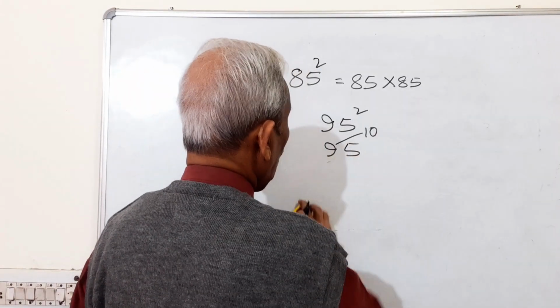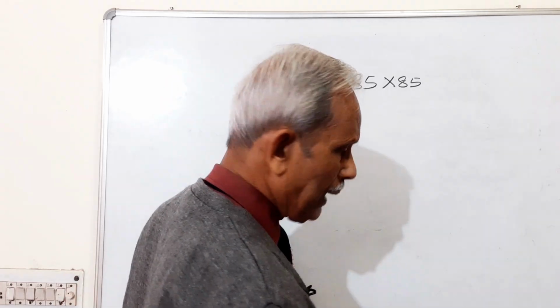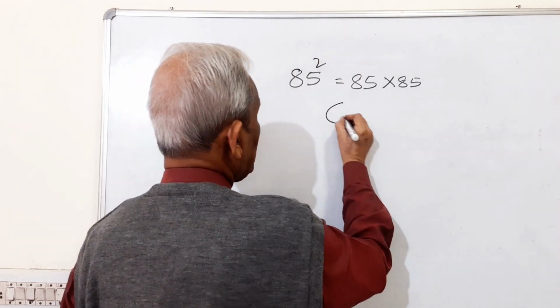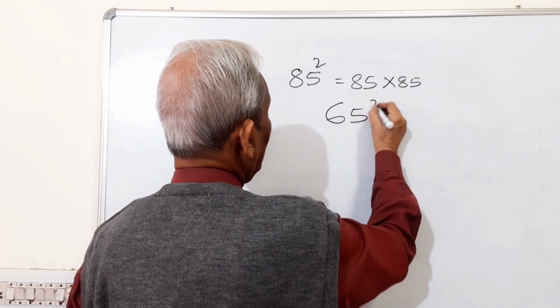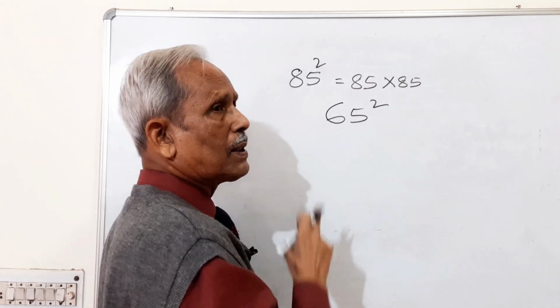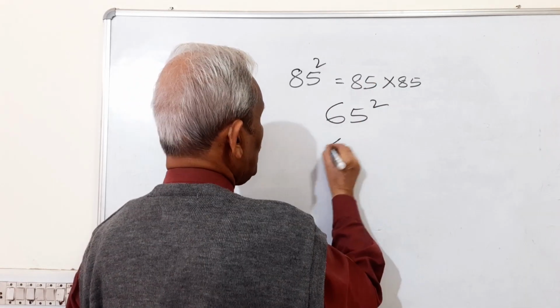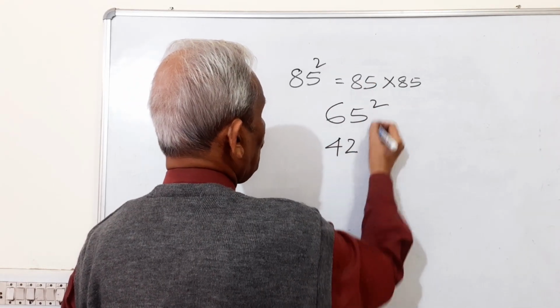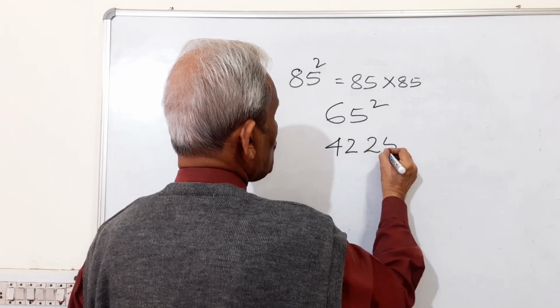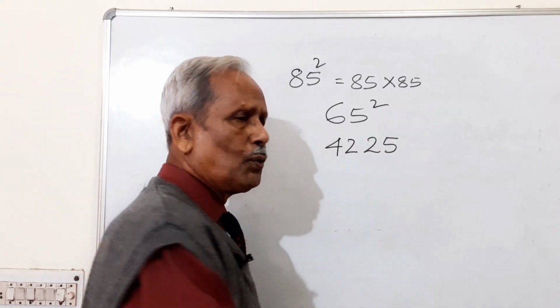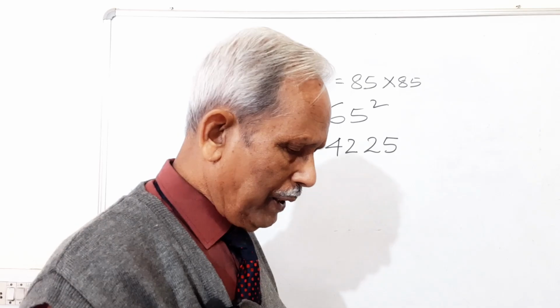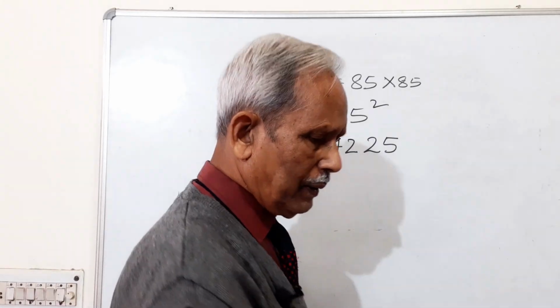Similarly, we'll do the next question without writing the steps. 65 square. 6, one more than this is 7. 6 sevens are 42 and 5 into 5 is 25. So the square of 65 is 4225. This is very, very simple, without any difficulty.